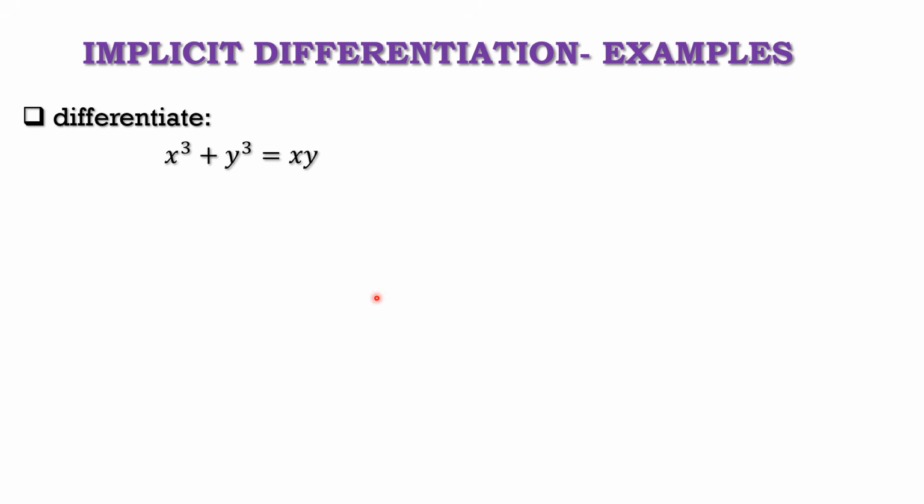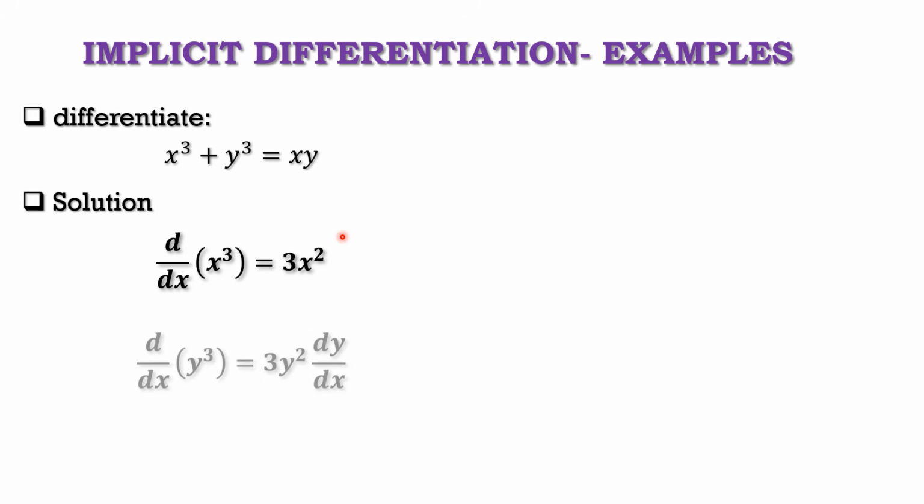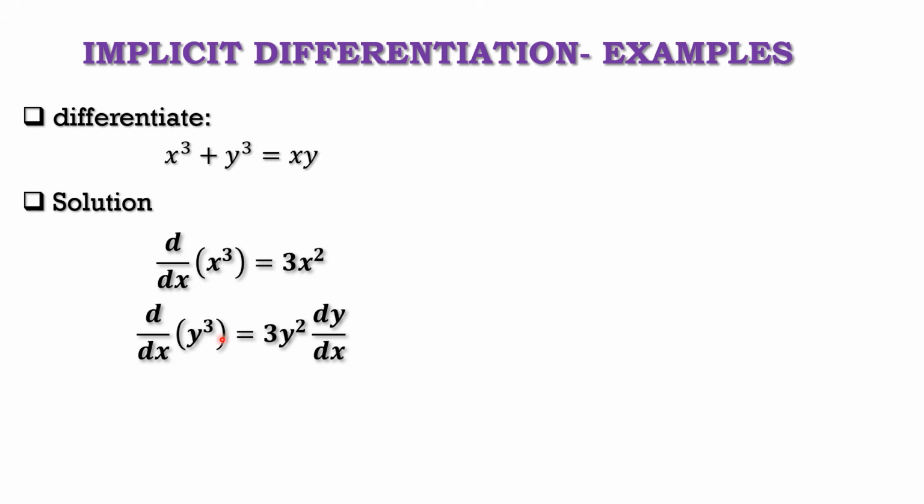Now let's move to another example where we are supposed to differentiate x raised to the power 3 plus y raised to the power 3 equal to xy. So the solution for this question will be to differentiate each of the terms separately. So we are going to differentiate x cube as d/dx of x cube. Our result is going to be 3x squared. Then we differentiate the y cube, which will give us 3y squared dy/dx.